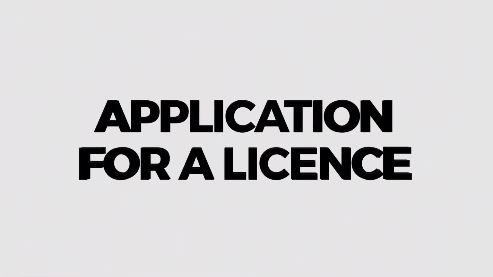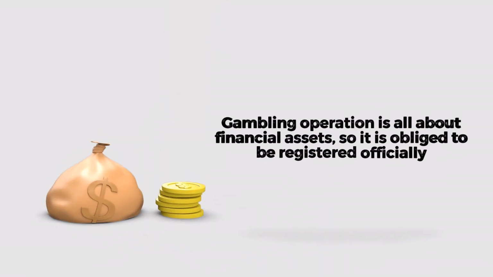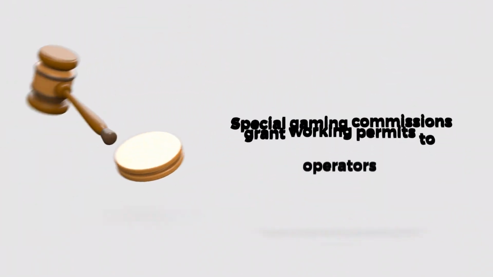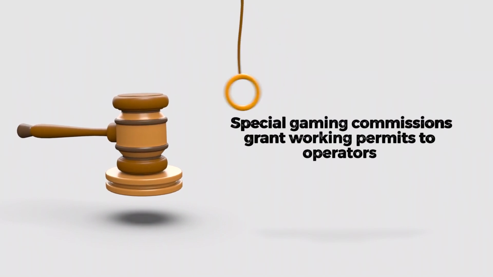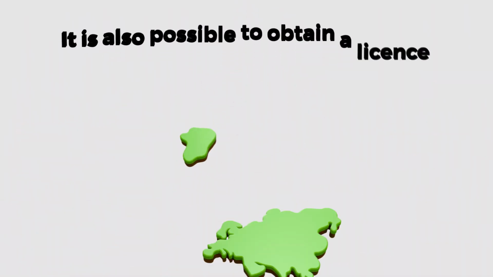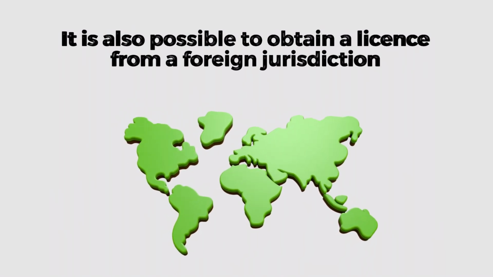Next important step in starting a casino is application for a license. Since gambling operation is all about financial assets, it is obliged to be registered officially. Special gaming commissions grant working permits to operators who are willing to offer their services on the premises of those countries. At the same time, it is also possible to obtain a license from a foreign jurisdiction.